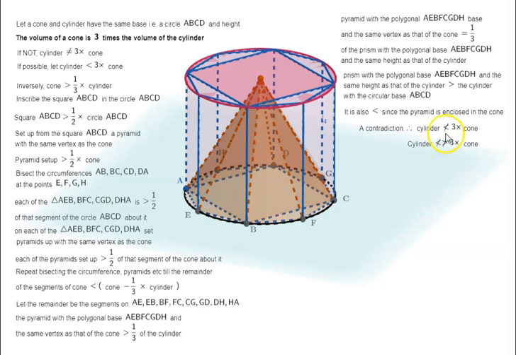So therefore, the cylinder is not less than 3 times the cone, which was our assumption when we started. So the cylinder is not less than, and not greater than 3 times the cone, which means the cylinder is 3 times the cone. So that is proposition number 10 of book 12 of Euclid's Elements.